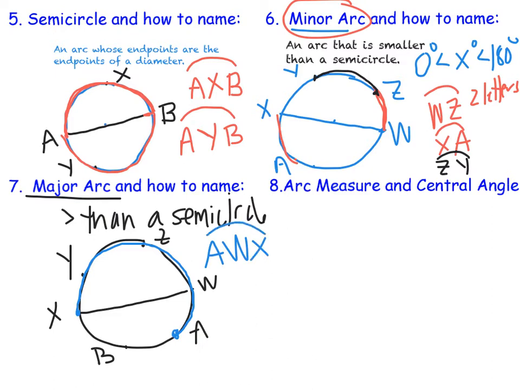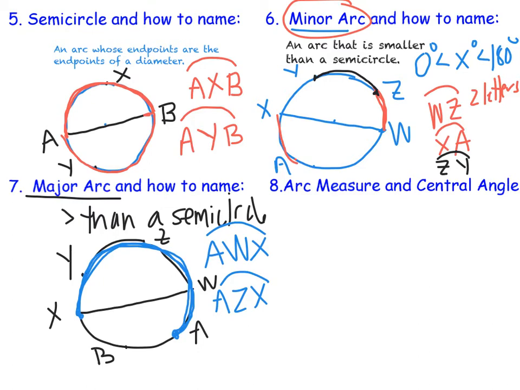Now, that exact same major arc could be named AZX, any point that it passes through. You just have to know that the endpoints of your major arc are your first and last letters. You can choose any point in between. So you could also have AYX.